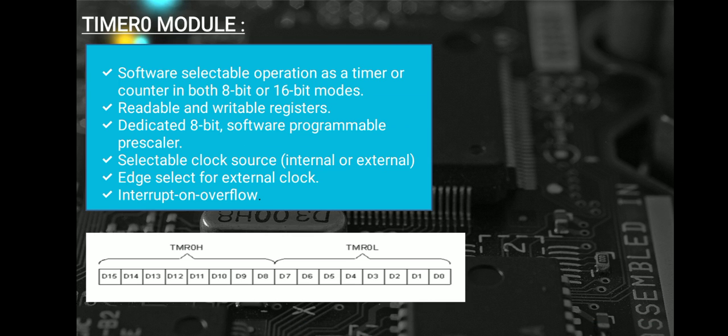So let us now look into the Timer 0 module and its operations. As we talked about before, timers in a microcontroller are generally used for introducing delay, counting events and generating waveforms, and also for performing PWM generation.